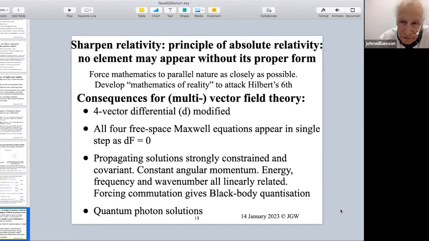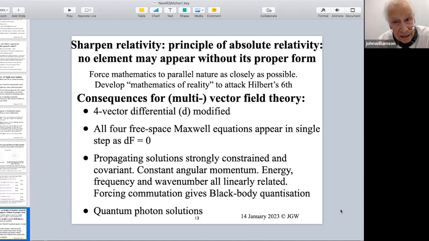So what are the consequences of absolute relativity? Well, the first consequence is the four-vector differential is modified. Second thing is that when you do that, when you let the four-vector differential loose on the sixth field, normally in tensor algebra, you only get two of the four axioms equations.